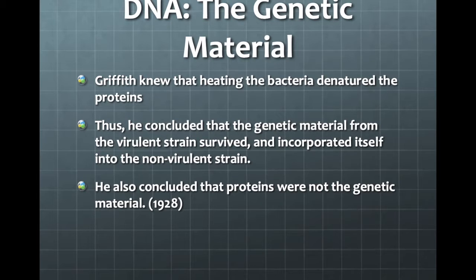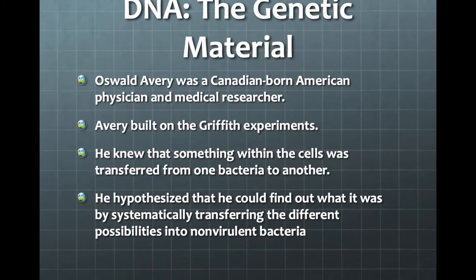So Griffith knew that heating the bacteria denatured the proteins. Thus he concluded that the genetic material from the virulent strain survived, and that it incorporated itself into the non-virulent strain, or changed its genetic makeup. But he concluded that proteins were not the genetic material in 1928, due to the denaturing of proteins through the heat.